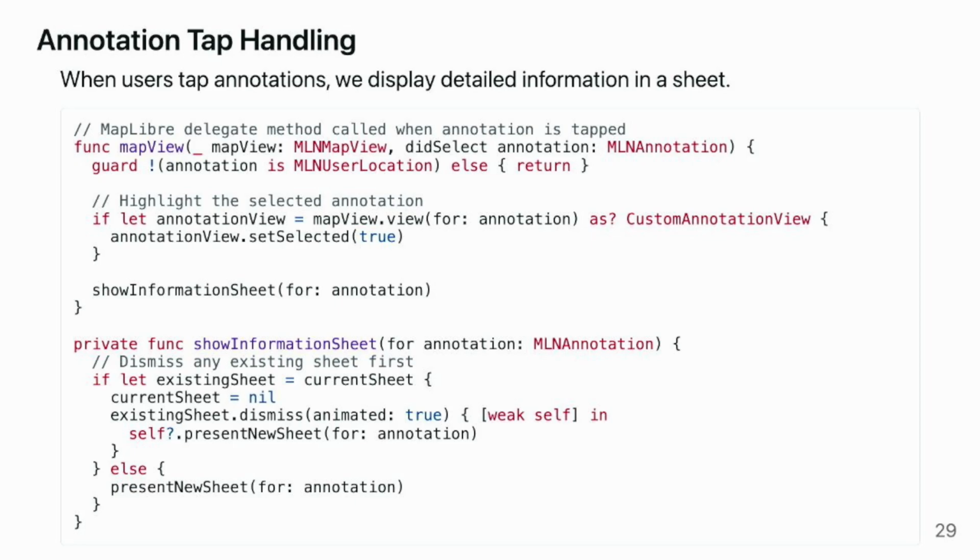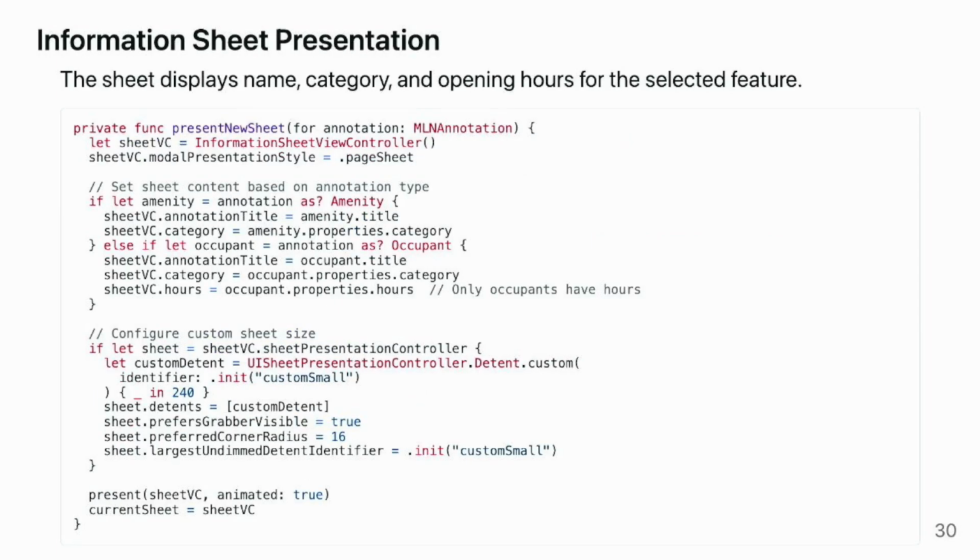And when a user taps an annotation, we first highlight its view by changing its label background to yellow. Then we display an information sheet with details about that amenity or occupant. If another sheet is already open, we dismiss it first before showing the new one. We create an information sheet view controller and populate it with the annotation's data. For an amenity, we show just the name and category.